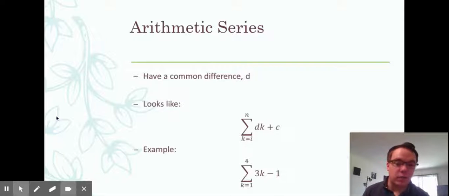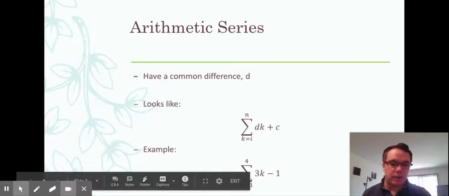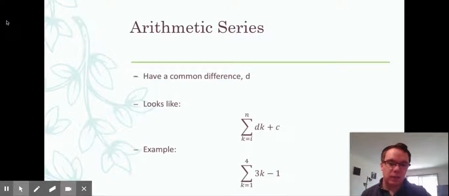makes a linear function. So an example would be if we're taking the sum of the series that has the first four terms for 3k minus 1. That would be an arithmetic series because we have a common difference times our k, and we're adding or subtracting a number afterwards.